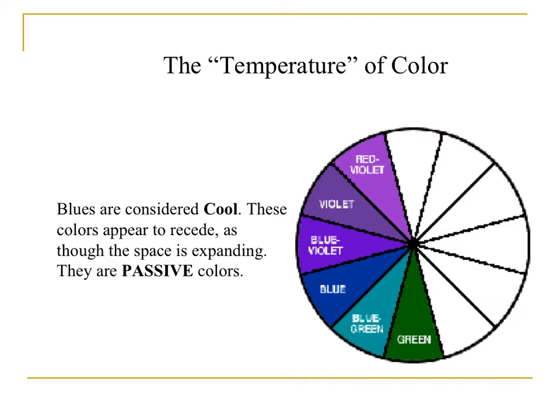This is opposed to the cool colors, which is the other half of the color wheel. These are the blues, right? These colors appear to recede. So if you're looking at a piece of printed work, reds pop out, blues kind of fade backward, and they're considered to be passive. We think of them as being calming. In fact, blue is a very calming color.